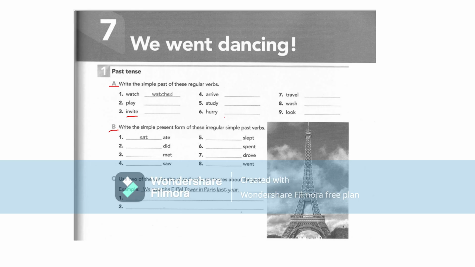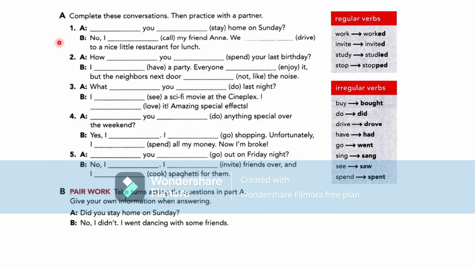So who can tell me all of the verbs from the exercise number 2? Tell me, John Hill. Let's see. Eat. Ate. Do. Did. Met. See. Saw. Sleep. Slept. Spend. Spent. Drive. Drove. Go. Went.